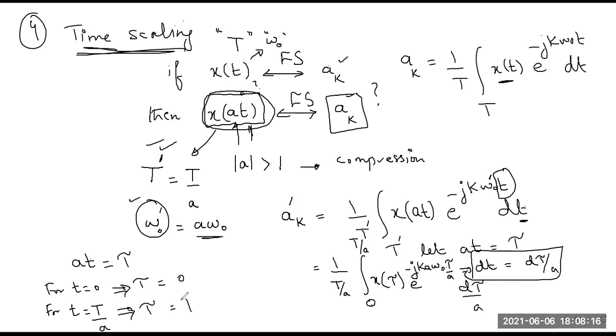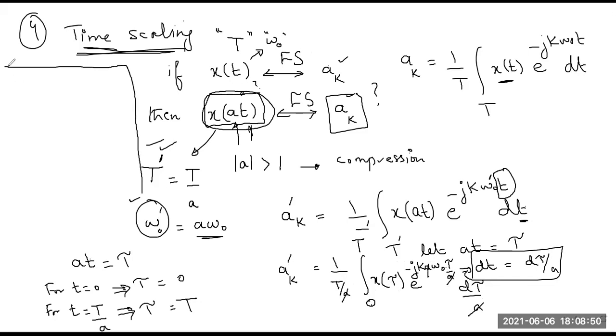It will be simply equal to t. So as a result, this lower limit will remain same, but T by a will become t. So this is a dash. Now this a will cancel out with this. This a will cancel out with this. So finally, we are left with... So what is the resultant expression for ak dash?